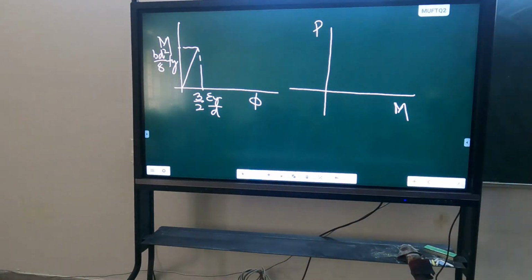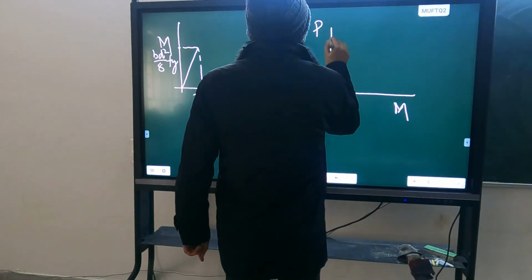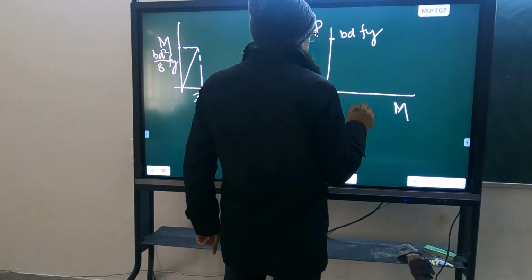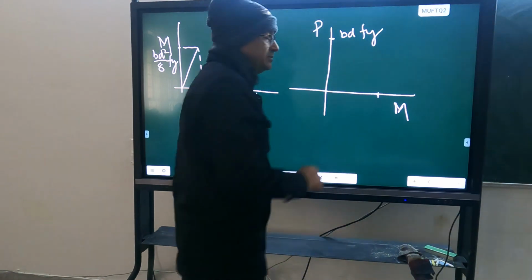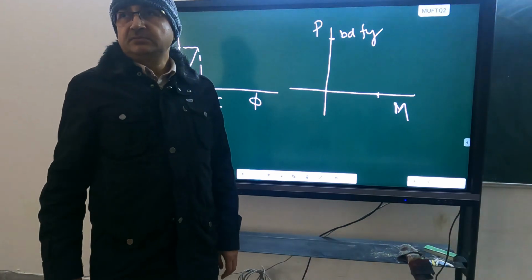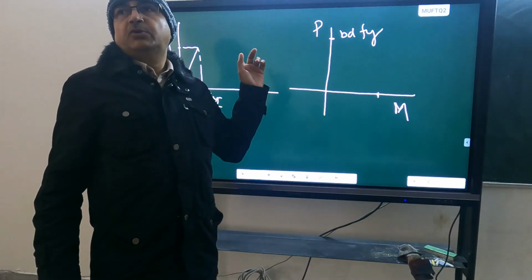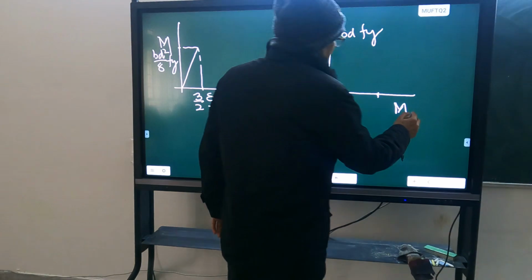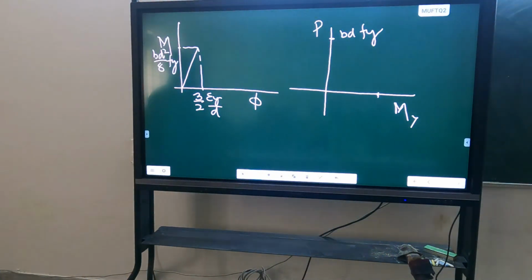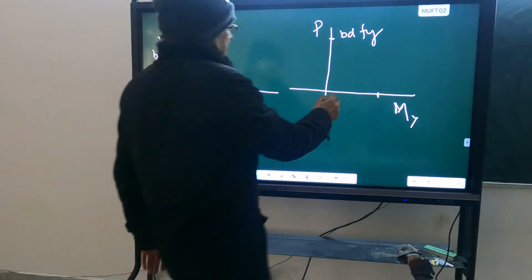In case of RCC, you remember, first the moment capacity increases and then it decreases. So the maximum P capacity is how much? BD Fy. And how much is the maximum moment when only moment is acting? We are talking about yield moment, not the ultimate. Let's take yield moment at the moment. So BD square by 6.